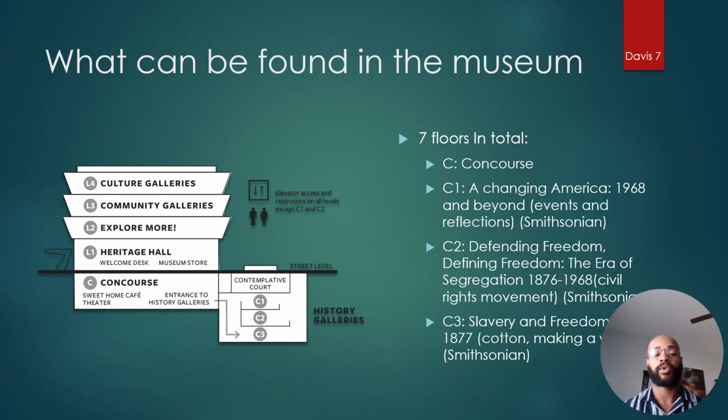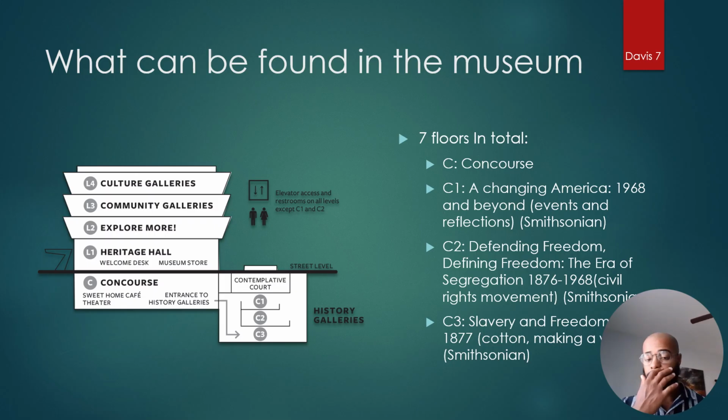So there's the Concourse 4, which has the entrance to the history galleries. Concourse 1 is Changing America, which goes from 1968 and beyond, and it goes over the events and the reflections of the Smithsonian. Concourse Level 2, according to the Smithsonian, is Defining Freedom, the Era of Segregation, 1876 to 1968, and it has events like the Civil Rights Movement. And Concourse 3, Slavery and Freedom to 1877, talks about the power of cotton and the working of slavery.